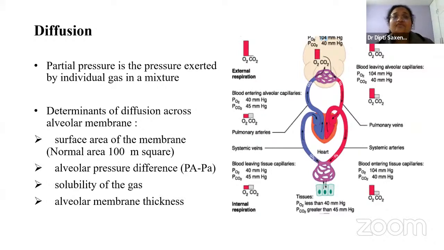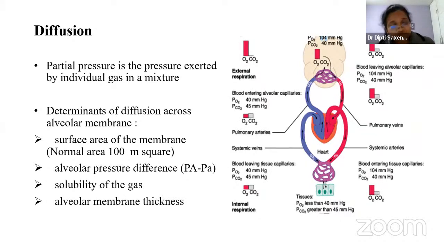The whole of diffusion is governed by the partial pressure of the gas that is dissolved in the blood. What are the determinants of diffusion across the alveolar membrane? This is very important. The surface of the membrane, which is normally about 100 square meters. Alveolar pressure difference. What is the alveolar pressure difference? It is the difference of pressure in the alveolus and the artery. Solubility of the gas and alveolar membrane thickness. If the surface area of the membrane is large, the diffusion will be more.